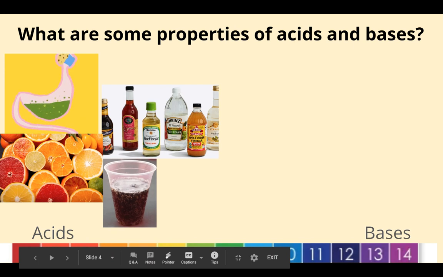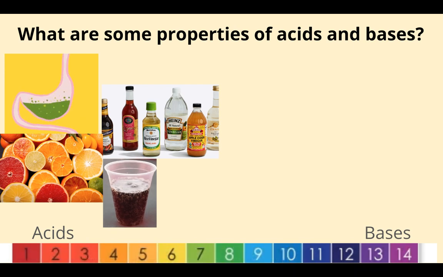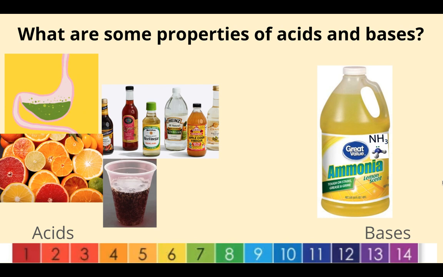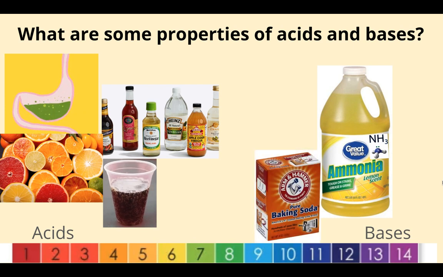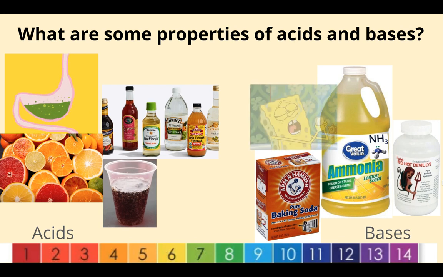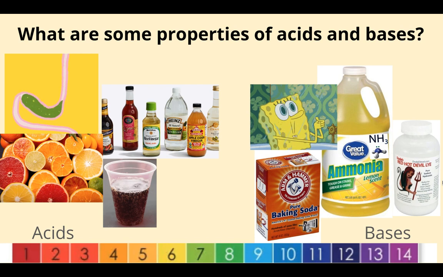So on the bases side of things, probably a little bit harder to name. We tend to be more familiar with acids than bases. But if you've ever used ammonia to clean, that's a base. Baking soda is basic. And soaps are actually made by adding base to fat or oil. And so soaps contain bases.